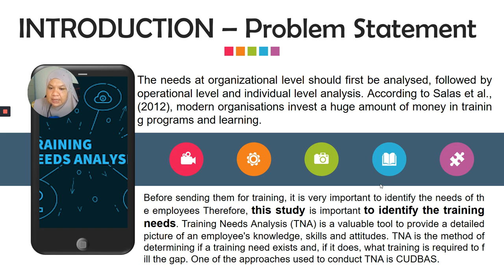identify the training needs using various training needs analysis tools, to find out what we have to train the employees on. One of the TNA approaches is using Cudbas.